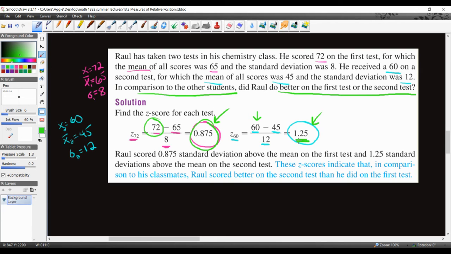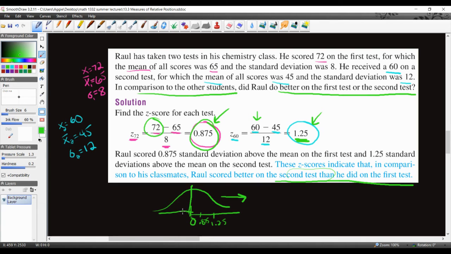Notice that 1.25 is higher than 0. Remember that curve that we had? This is 0, and 1.25 would be somewhere right here, whereas 0.875 would be a little bit closer. If we want a high test score, you want to be as far to the right as possible. So we would say that Raul scored better on the second test than he did on the first test, because the second test score is farther to the right, away from 0.